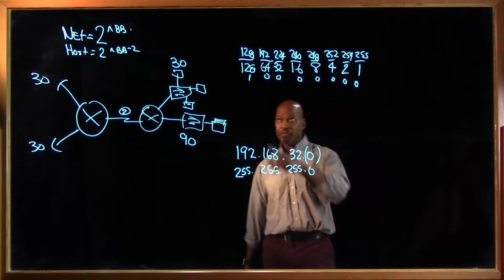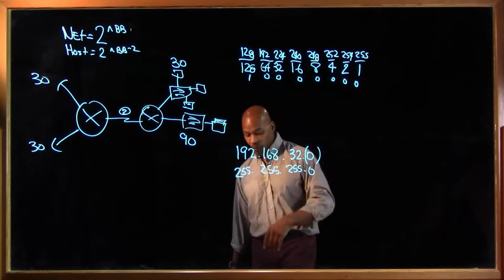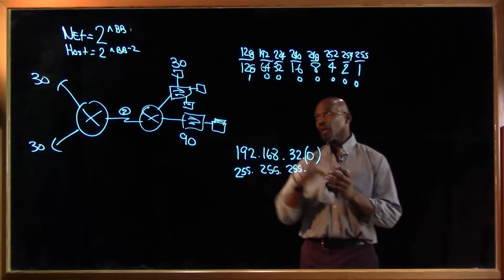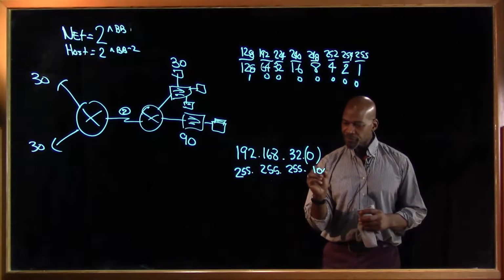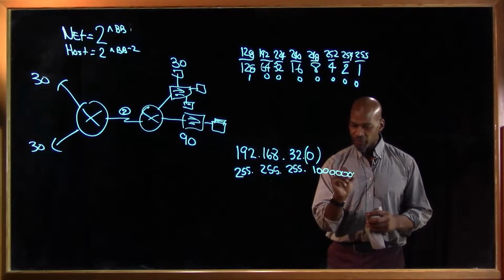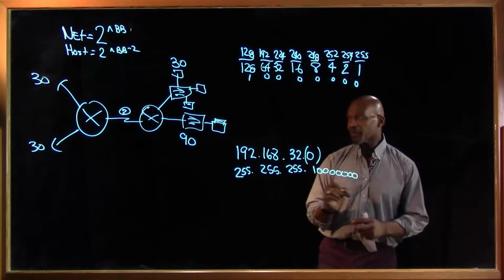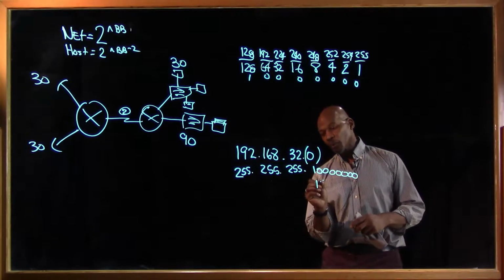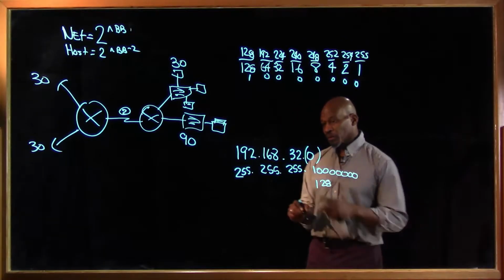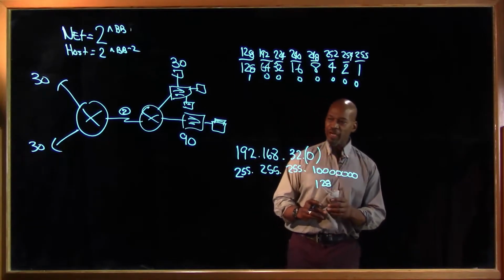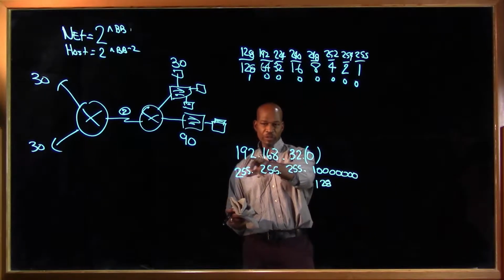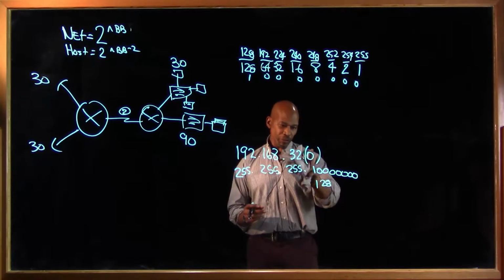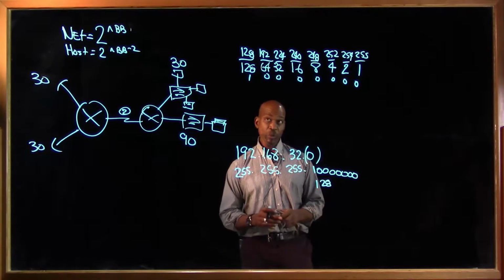So if we wanted 90 hosts, this is very simple. I've already solved it: 1, 2, 3, 4, 5, 6, 7, or a 192, 128. So this is what we have: an IP address of 192.168.32.0 with a subnet mask of 128.